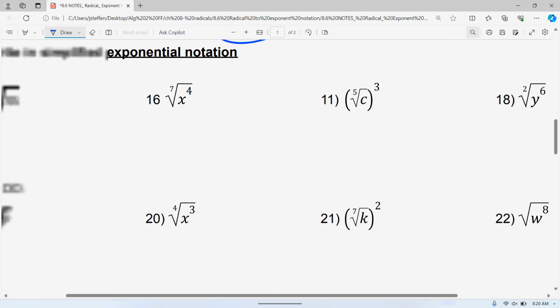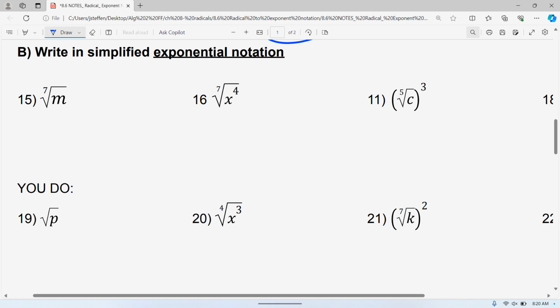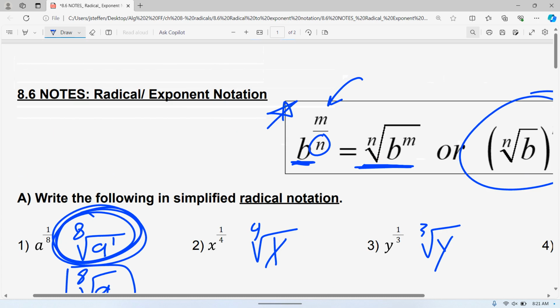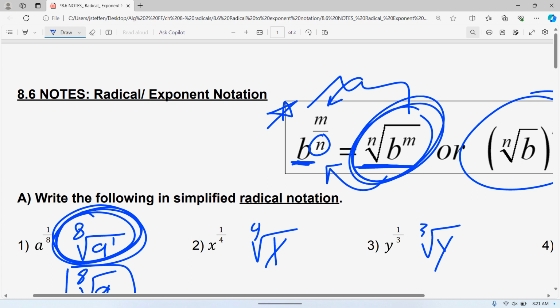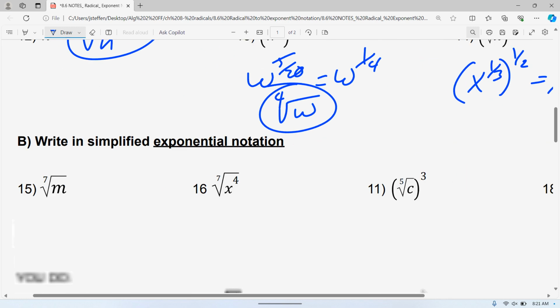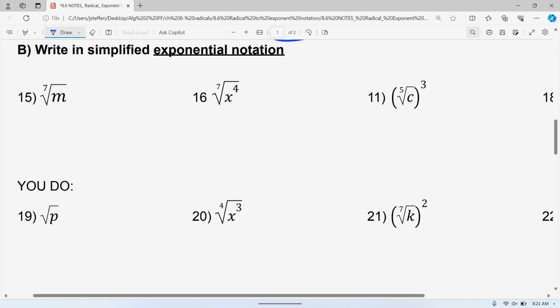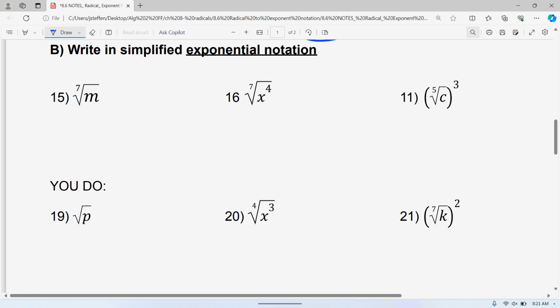Okay. Now we're doing the opposite. So again, the instructions say write as a simplified exponent notation. Now same formula or that same map. I think I'd probably call it a map more than a formula. We're using the same thing. We're just moving backwards. I give you the radical. You need to move backwards into the exponent. So for this one, to the 1 over 7. The next one is x to the 4 over 7.